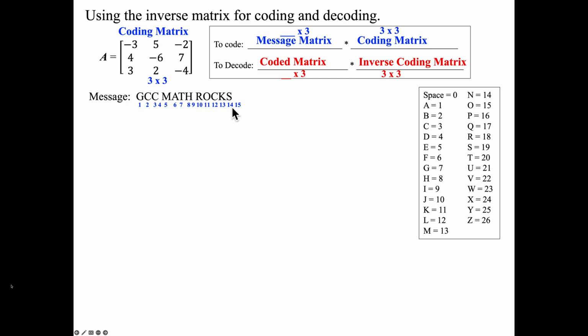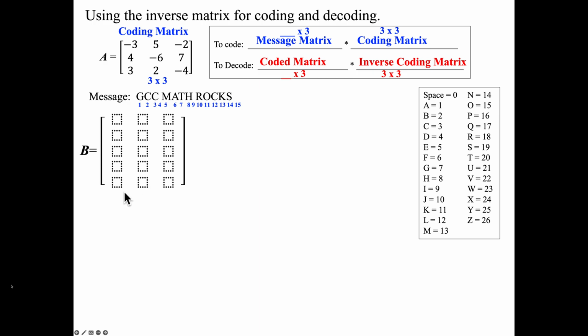11, 12, 13, 14. Well, because we're dealing with multiples of 3, we're going to put an extra space to get to 15. If you ended up on 13, you'd put in 2 spaces and have 2 zeros at the end. So everything has to count by 3s, again, depending on your coding matrix. If this was 4 by 4, then you would have groups of 4s. So here 15 is 5 times 3, so we need a 5 by 3 matrix.